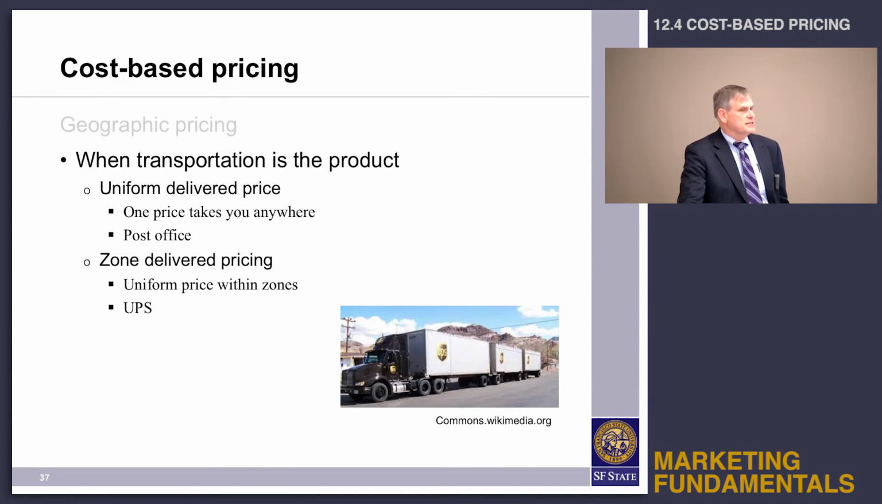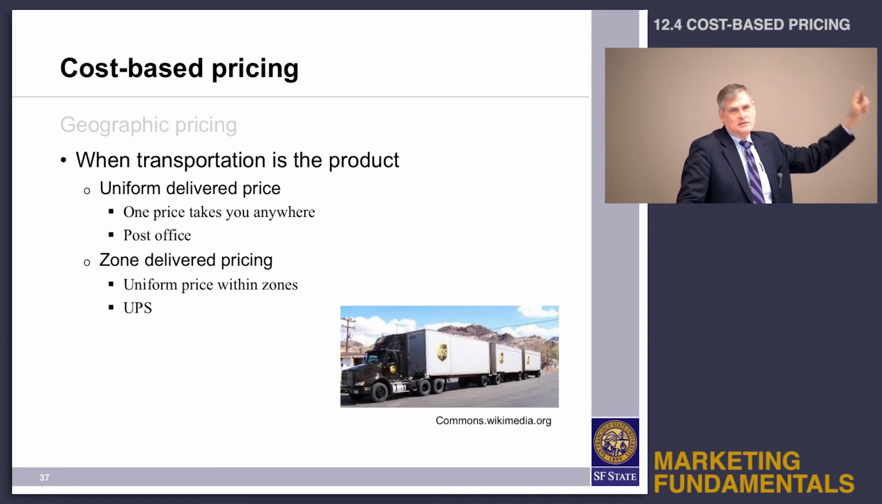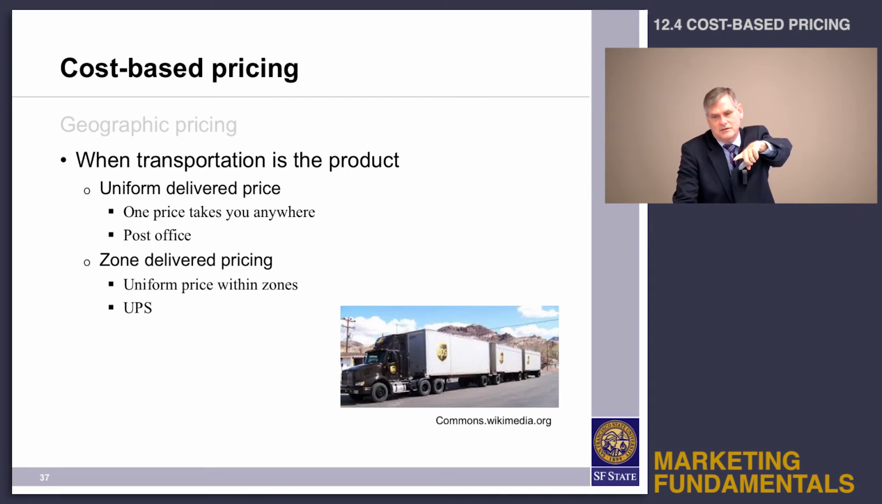And when transportation is the product itself, then we get into zone or uniform delivered price. So uniform delivered price, one price takes you anywhere. I think the best example would be the Muni. How much does it cost to ride the Muni from Civic Center to the Embarcadero? $2.25. How much does it cost to ride it from the Sunset to downtown? $2.25. It's pretty much anywhere you want to go for $2.25 for 75 minutes, right?